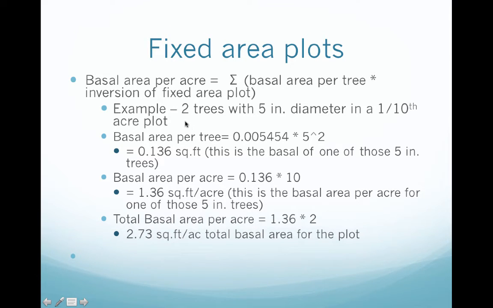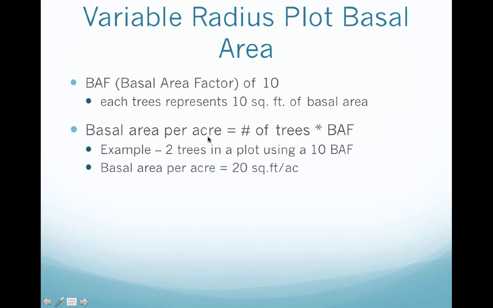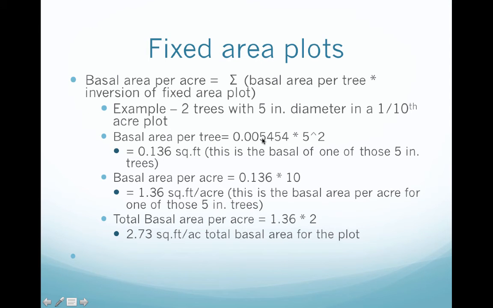So for example, we have 2 trees with 5-inch diameter in a 1/10 acre plot. So again, we have to calculate our basal area per tree, 0.05454 times our DBH, 5 squared. This equals 0.136 square feet. This is just based on one of those trees.